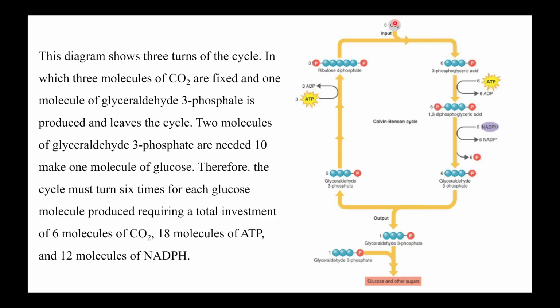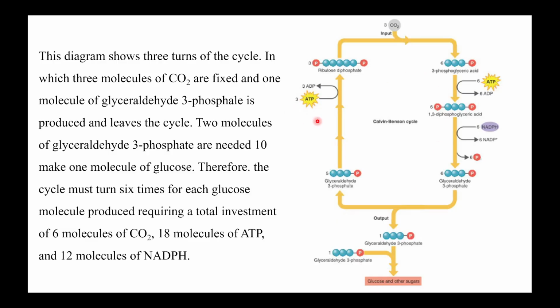So that means 3 cycles of this pathway generate one molecule of glyceraldehyde 3 phosphate. That means 6 rounds of this cycle will lead to 2 molecules of glyceraldehyde 3 phosphate, ultimately producing one molecule of glucose.